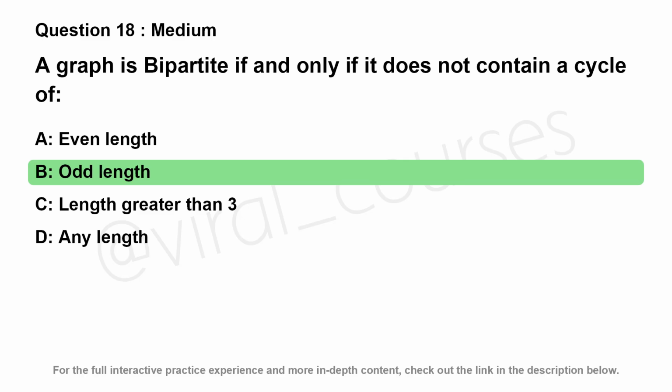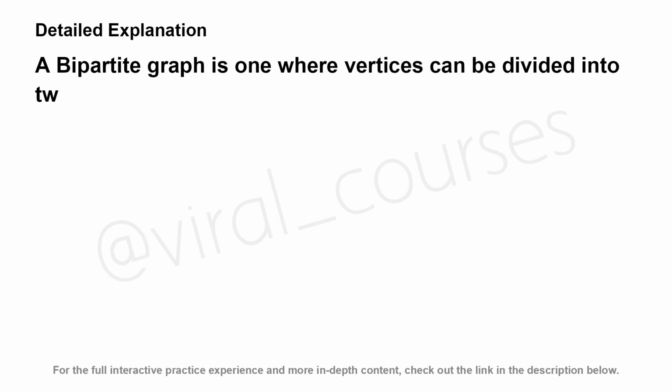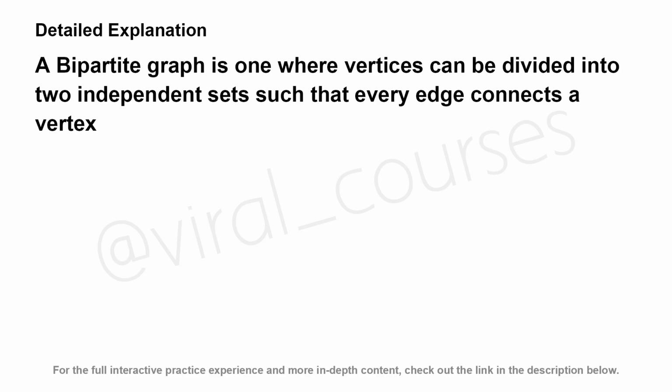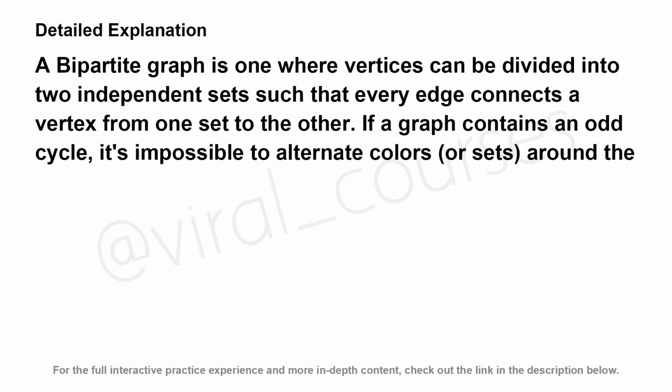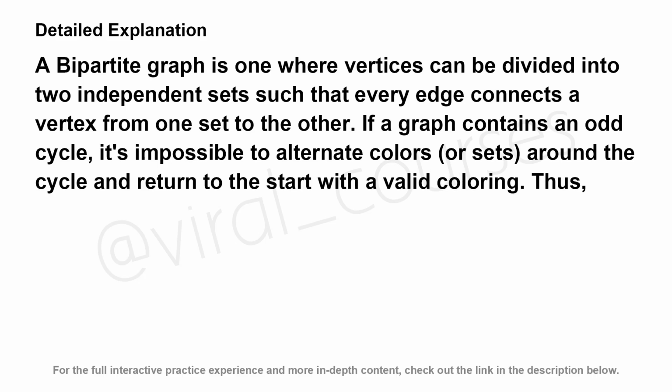The correct answer is B. A bipartite graph is one where vertices can be divided into two independent sets such that every edge connects a vertex from one set to the other. If a graph contains an odd cycle, it's impossible to alternate colors or sets around the cycle and return to the start with a valid coloring. Thus, no odd cycles are allowed.